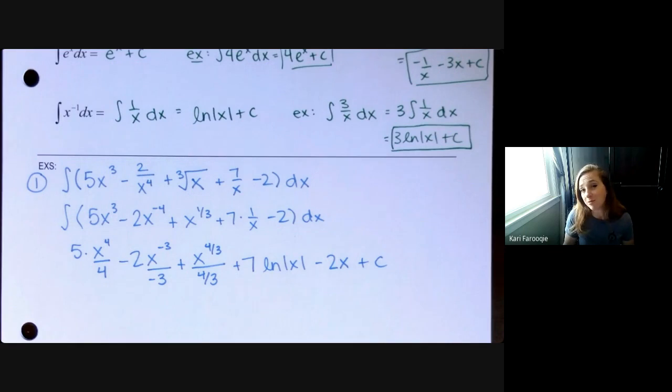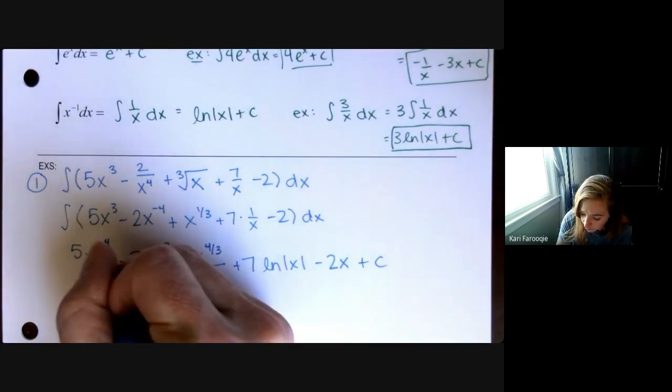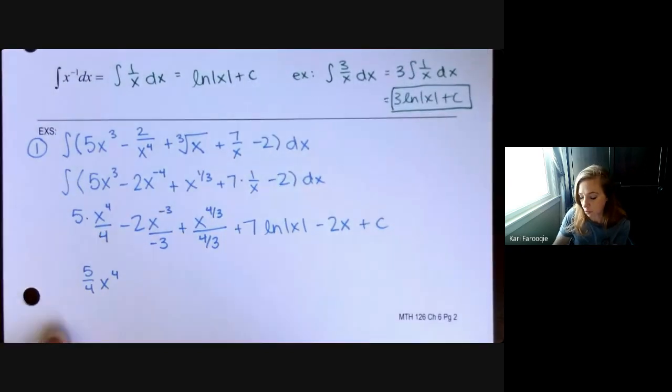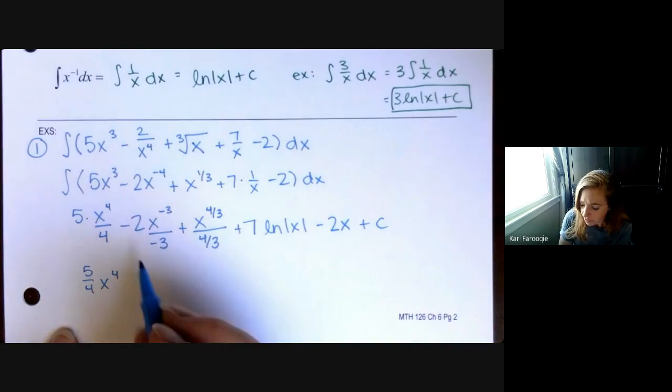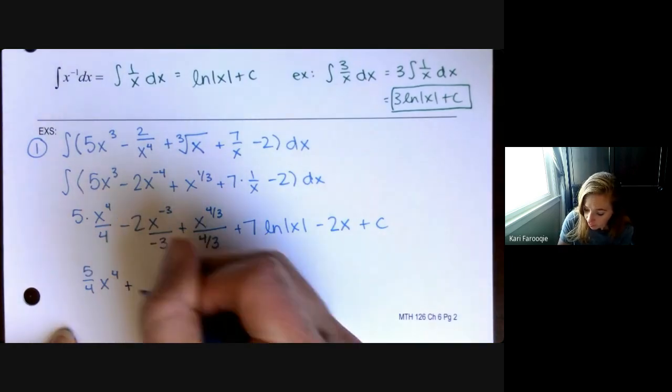But this needs to be simplified. It looks terrible the way that it is. Let's go through and simplify. Combine this 5 and 1/4 as 5/4 x to the 4th power. So the 4 stays in the denominator. Now you have a minus, a negative. So we're going to write this as plus.